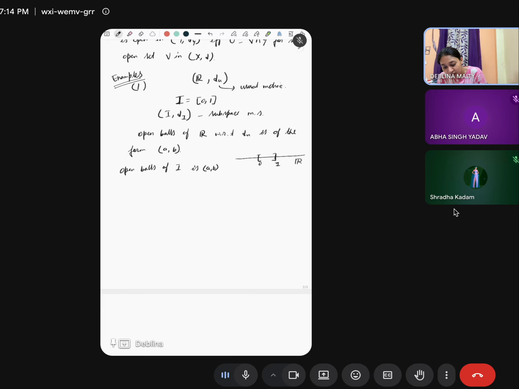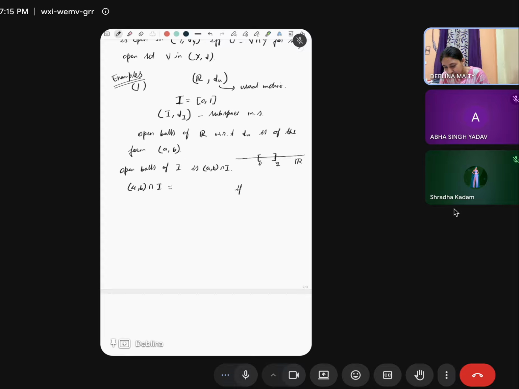Open balls of R intersection I, right? Now what is this set? AB intersection I. So AB can be anything. A can be less than 0, B can be greater than 1, like this. So there must be some cases.